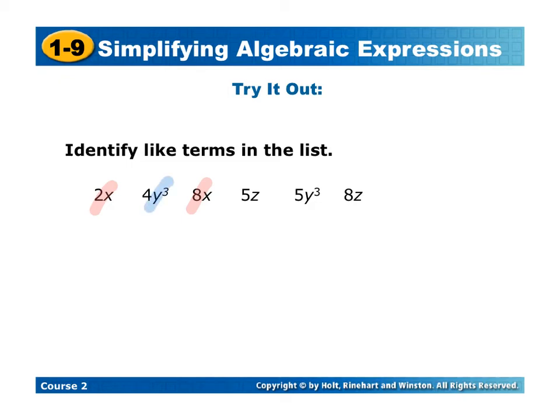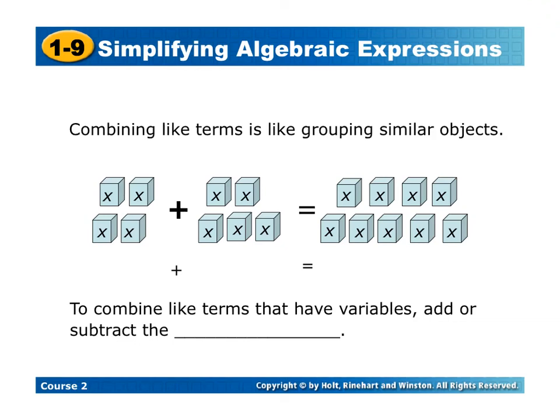4y to the third is going to be the same as 5y to the third. And then lastly, 5z is a like term with 8z. So here we had 3 sets of like terms, all based on their variables. And now this is where we see how it relates to what we did yesterday.